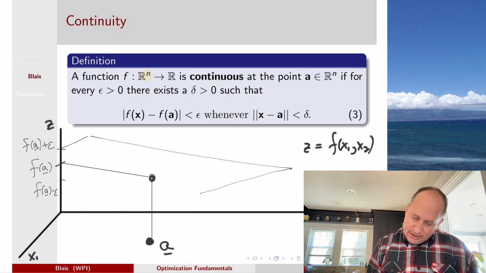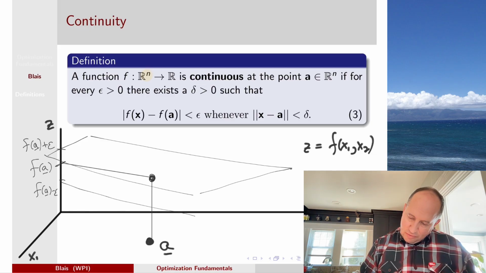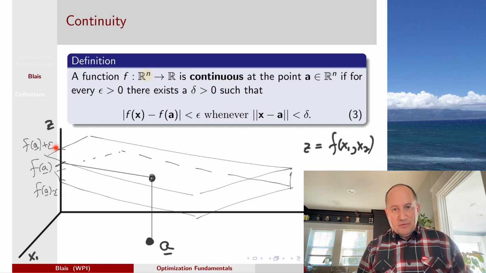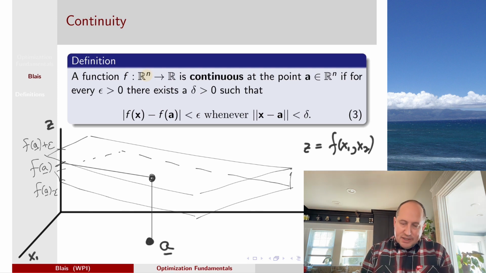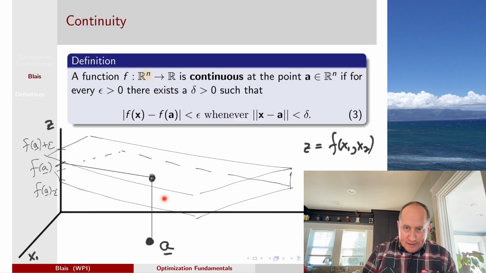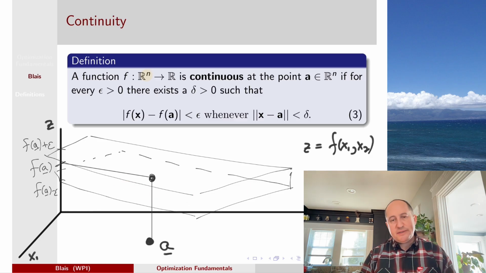So we have an upper plane here, and then a lower plane defined by z equals f of a minus epsilon. The upper plane would be z equals f of a plus epsilon. And so what this condition here, the absolute value of f of x minus f of a being less than epsilon, is saying is we want to pick points x such that if we plug them into f, the value of f is going to be within this slice, like a slice of bread. So the surface should be inside this slice, in between these two planes.